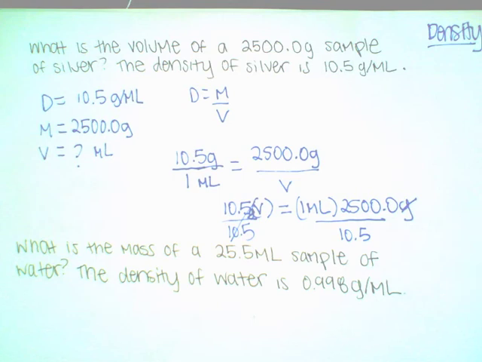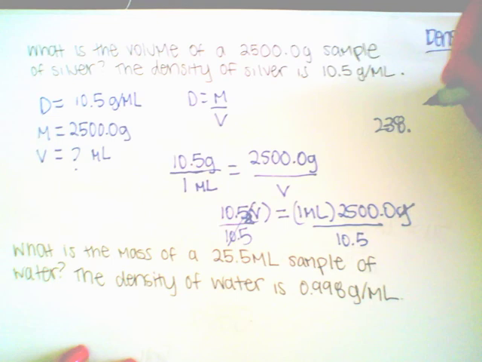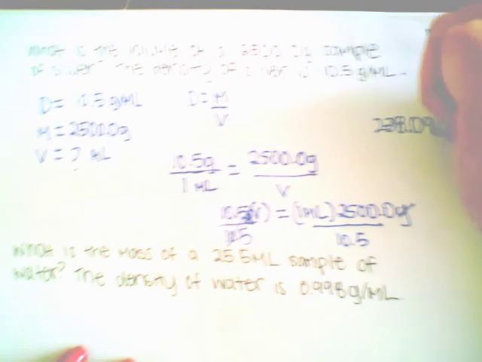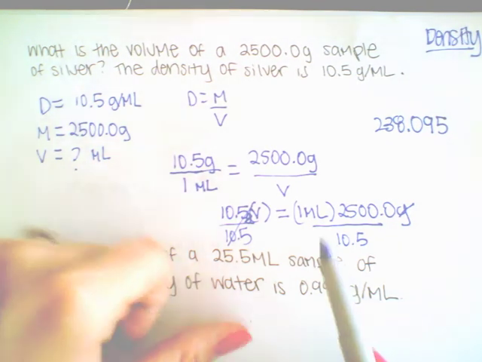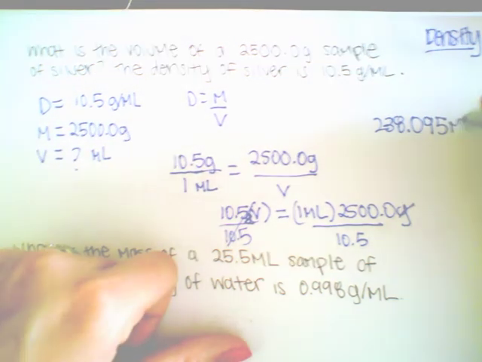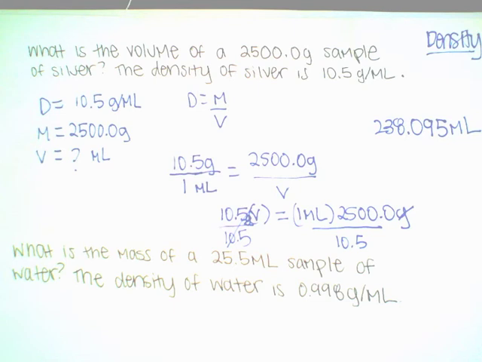And you will get 238.095. Let's stop there. The unit that we're left with is milliliters. Just a note, if you got the answer 0.0042, you divided it backwards. It has to be 2500 divided by 10.5, not the other way around.